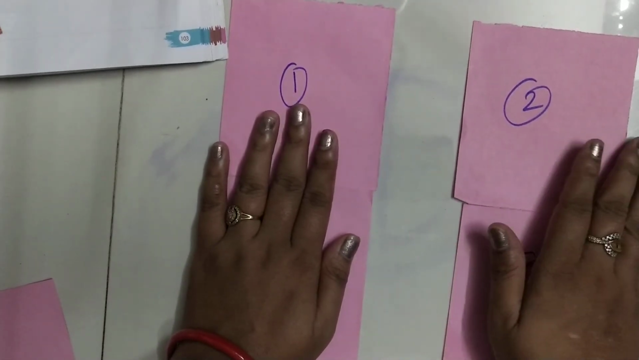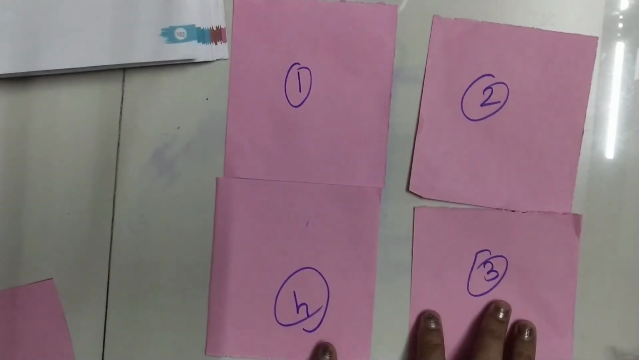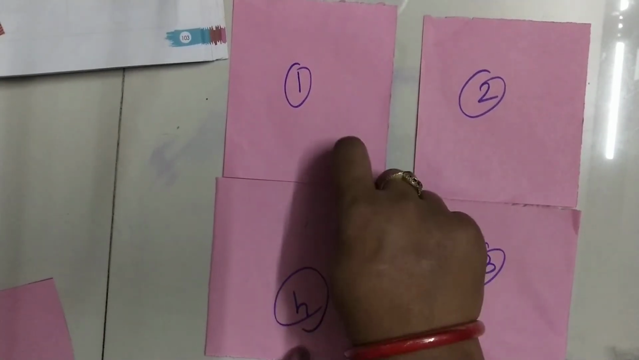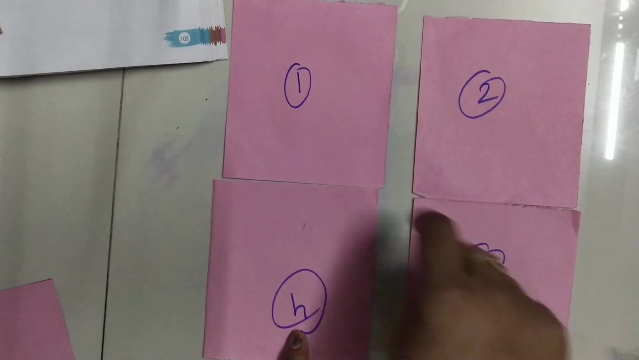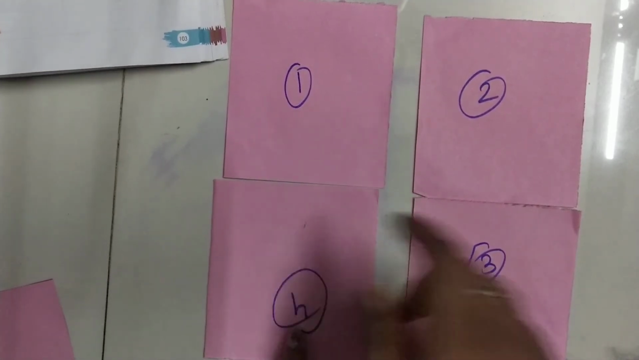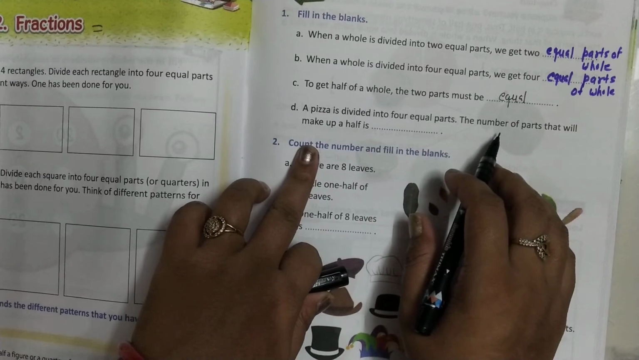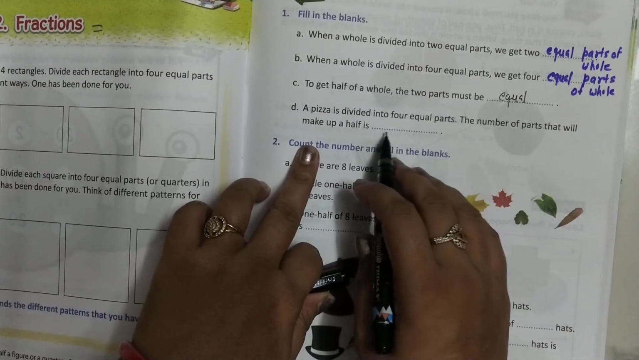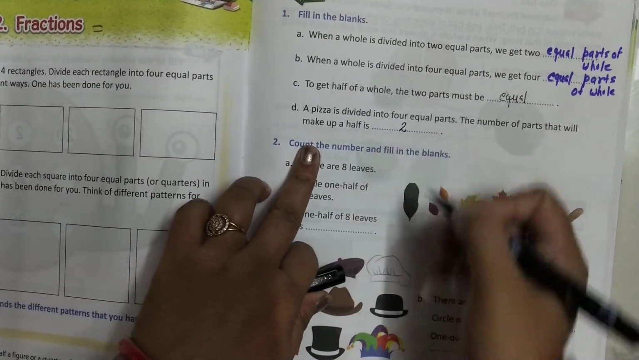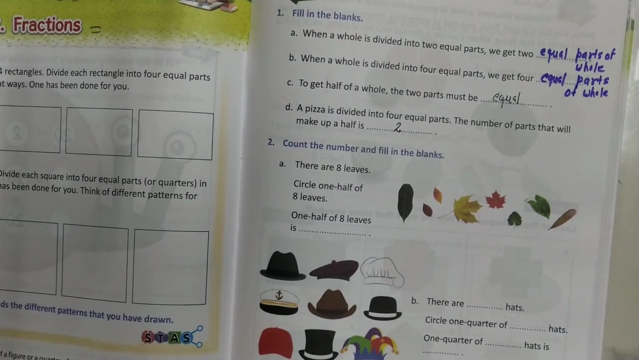So how many parts will make the half? 1, 2. So 2 parts make the half. What you will write in the notebook? Textbook, write it: a pizza is divided into 4 equal parts. The number of parts that will make up half is 2. Now come to the next one.